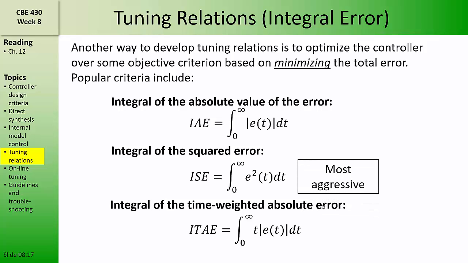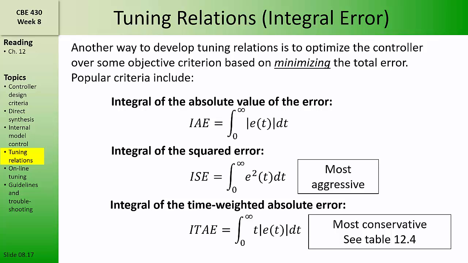The integral of the squared error method can result in the most aggressive controller tuning settings, whereas the integral of the time-weighted absolute error results in the most conservative settings. The formulas required to calculate both PI and PID controller settings for the ITAE method, either for disturbance or set point inputs, for an FOPTD model, are provided in Table 12.4 of our text.